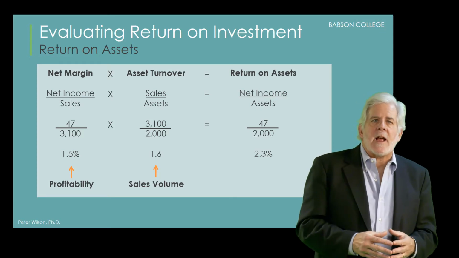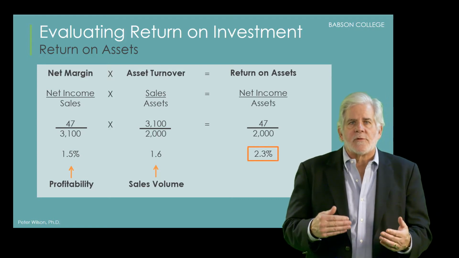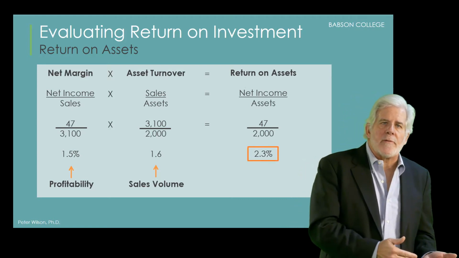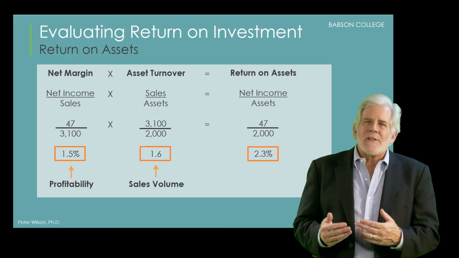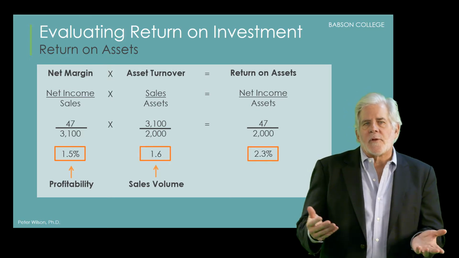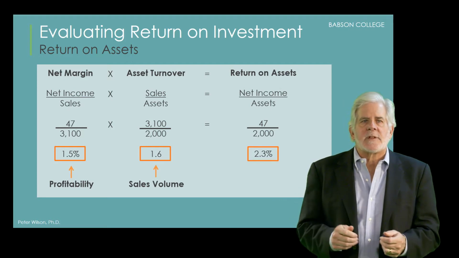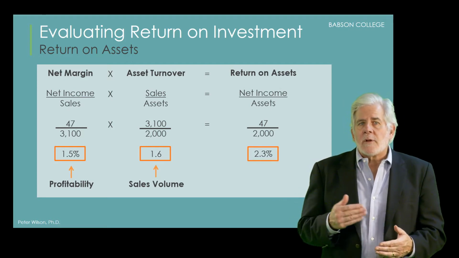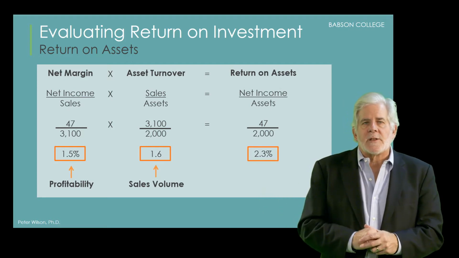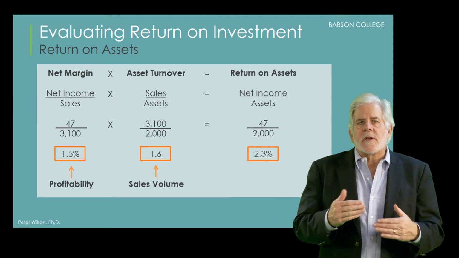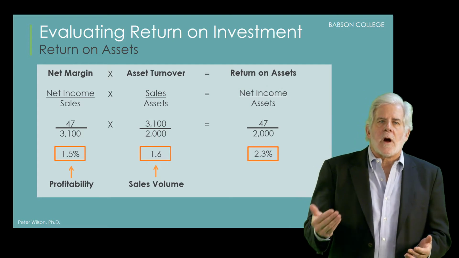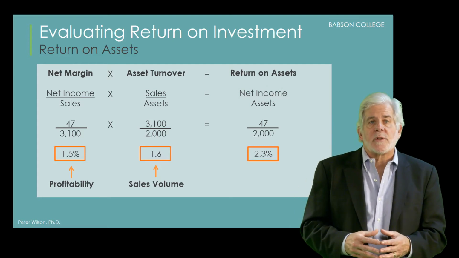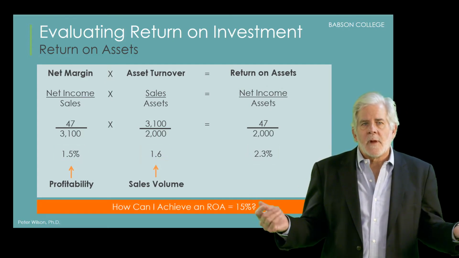NEBCO has a return on assets of only 2.3%, which is driven by a profit margin of 1.5% and an asset turnover of 1.6. While this is a little hard to interpret being the first year of operations, I think it's safe to say that the managers at NEBCO would like to improve both the profit margin and asset turnover. Let's suppose that due to the expectations set by their investors, NEBCO targets an ROA in year 2 of 15%. How can they get there?